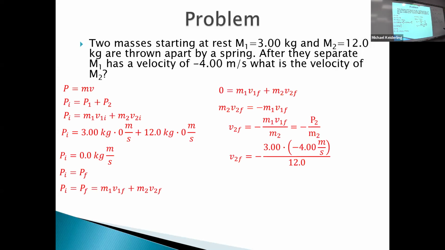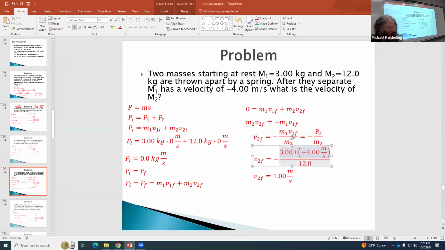So that is minus 3 times minus 4 divided by 12. Well, these are both kilograms. Wow, I made typos on this one. And so you get 3 times 4 is 12, minus times minus is plus. 12 divided by 12 is 1. So it is 1 meter per second. Let me put in the units here.